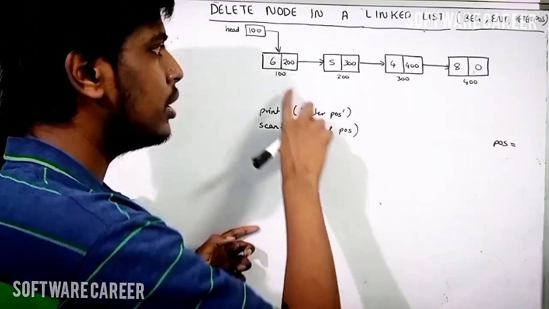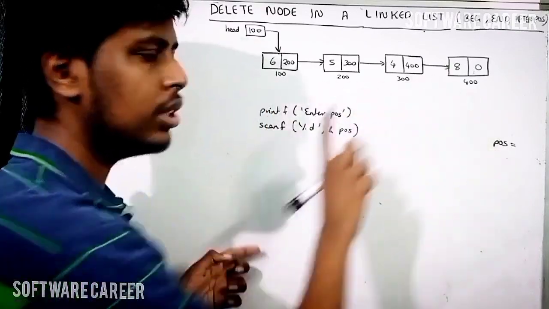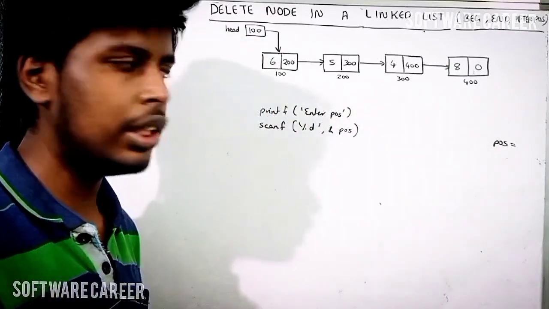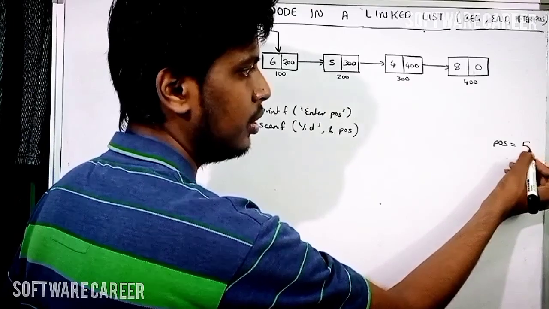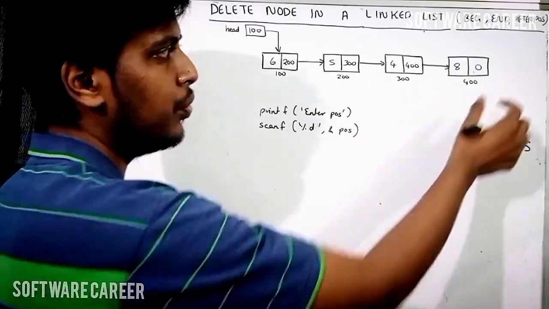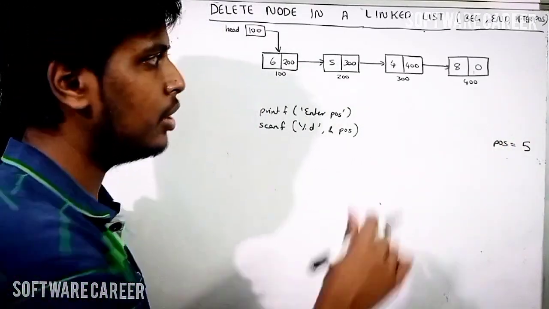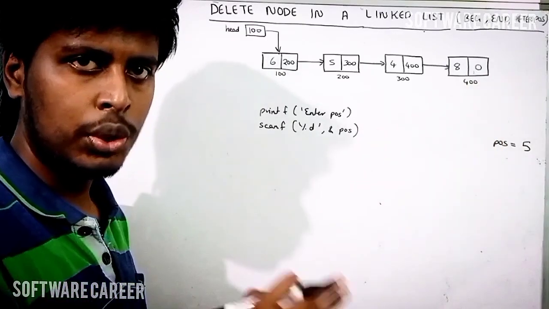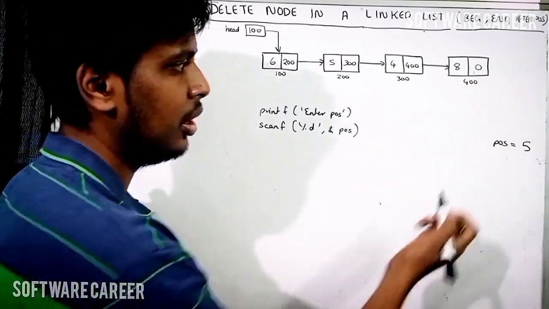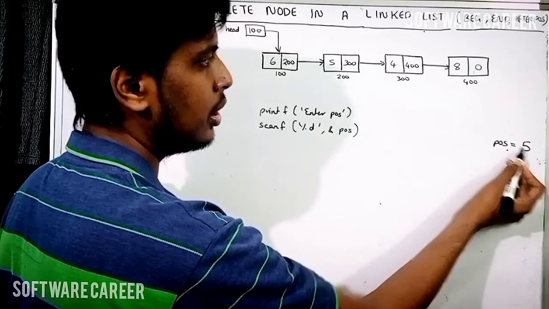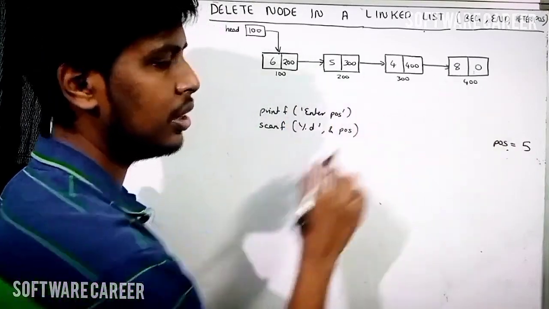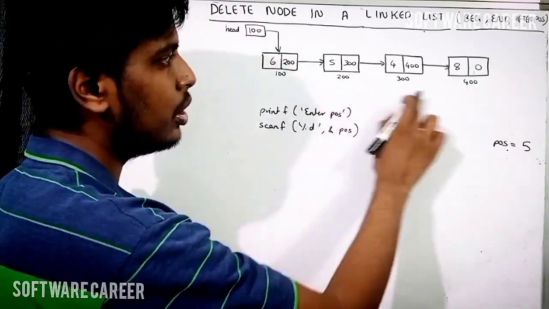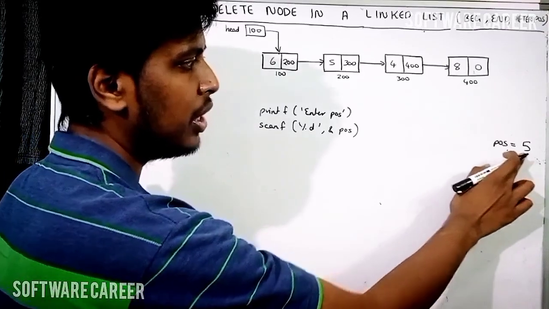Now let's see this case. There are 4 nodes in this linked list. Suppose the user enters position 5. That means the 5th node should be deleted. But there is no 5th node in the linked list. So you can't delete. So what is the condition? The position which he enters is greater than the number of nodes present in the linked list. Number of nodes here is 4. This position 5 is greater than 4.